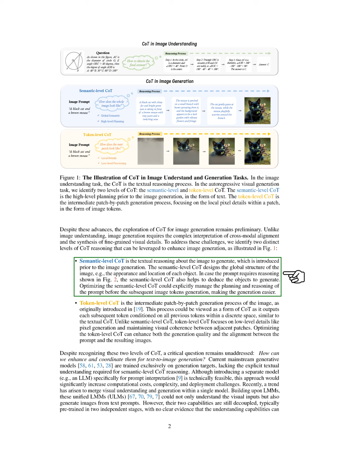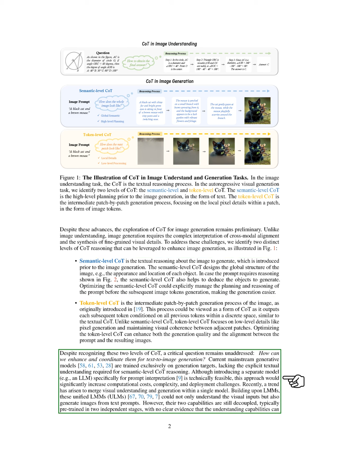Despite recognizing these two levels, we face a key question: how can we effectively enhance and coordinate them for generating images from text? Current generative models typically focus only on producing images, lacking the necessary understanding for semantic-level reasoning. While it is possible to use a separate model for interpreting prompts, this would increase costs and complexity. Recently, there has been a trend towards integrating visual understanding and generation in a single model. Unified LMMs, ULMs, can understand visual inputs and generate images from text, but these functions are often trained separately, with no clear benefit to the generation process from the understanding capabilities.